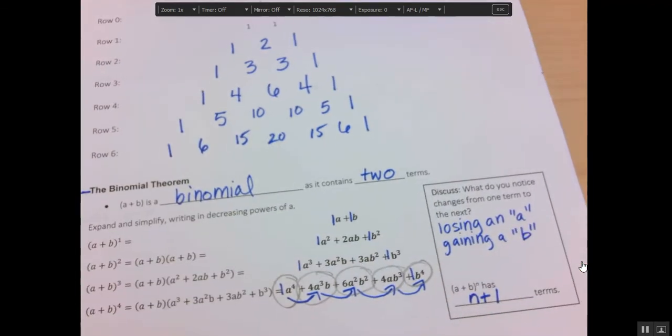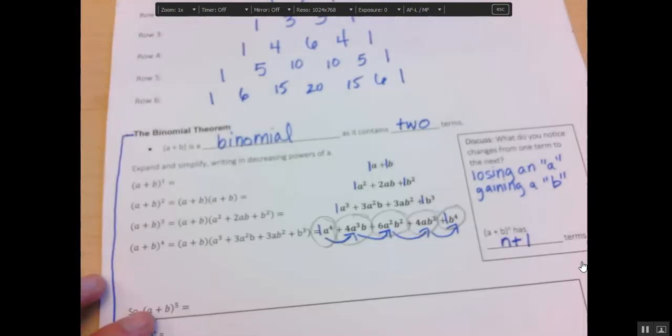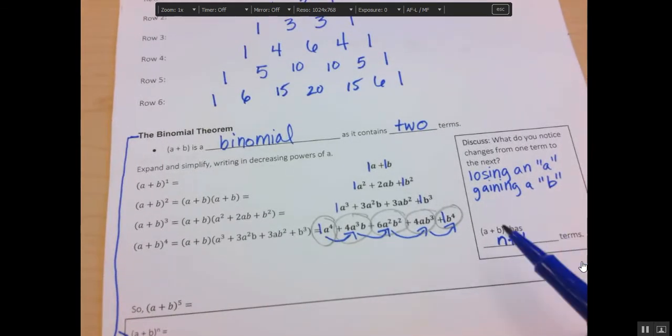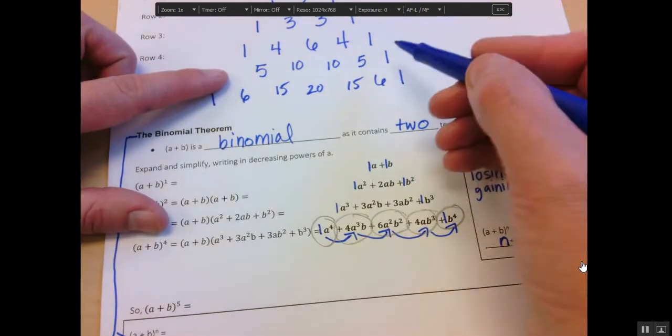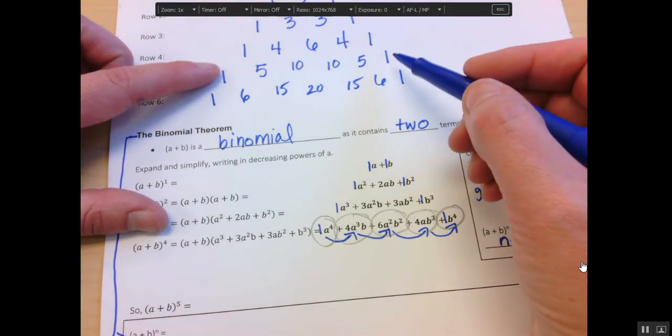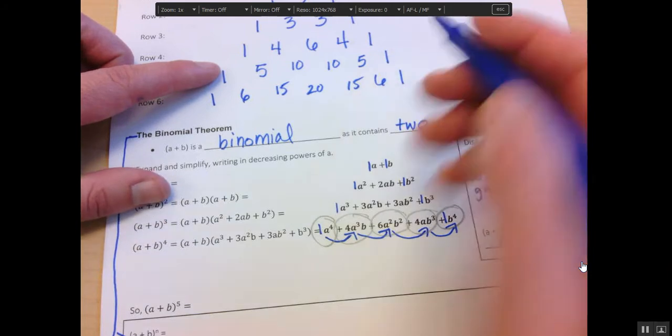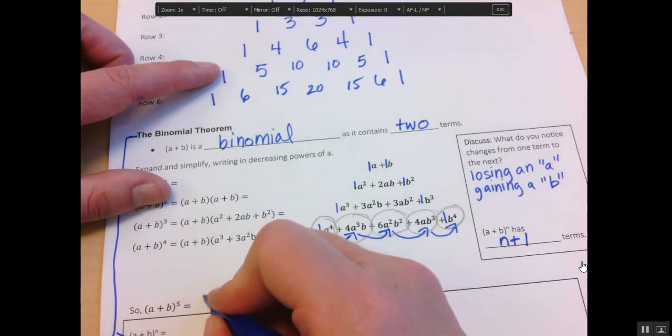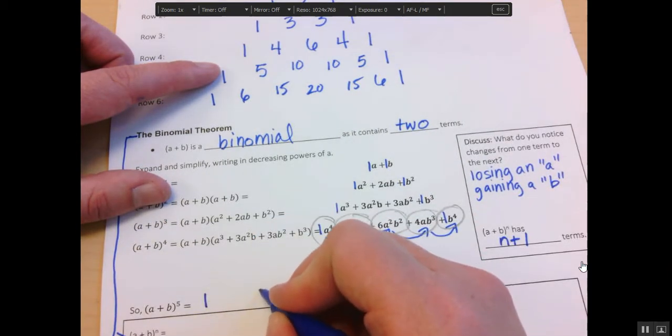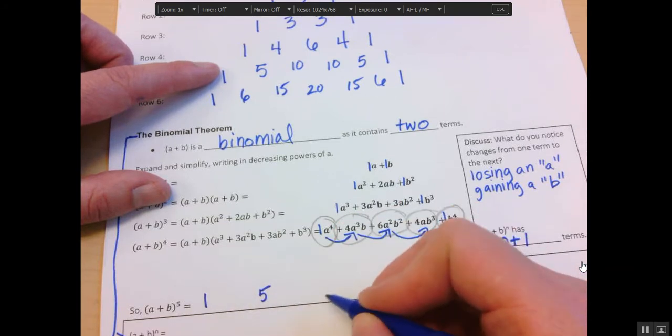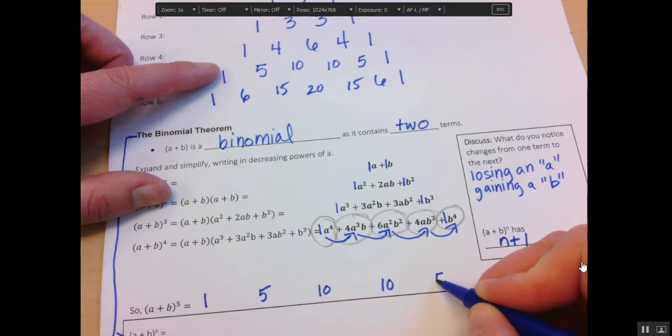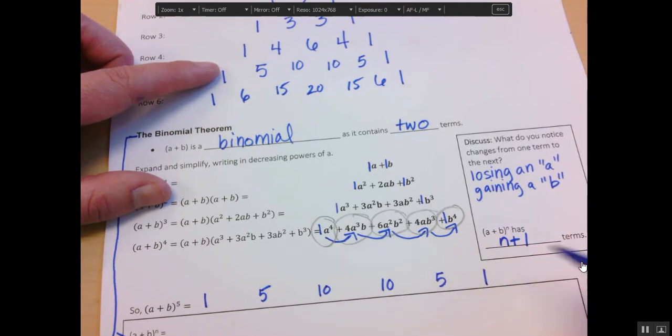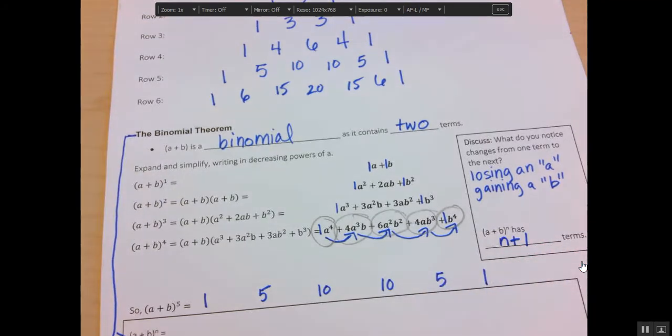So if I want to do a plus b to the 5th down here, what are my coefficients going to be? Okay, so you're just noticing it's going to be the next row of the triangle. So I'm going to write those numbers out first. 1, 5, 10, 10. Okay, those are the coefficients.